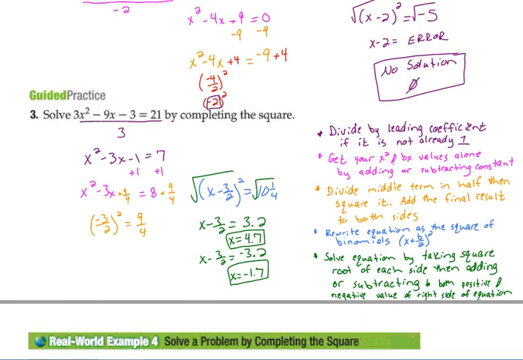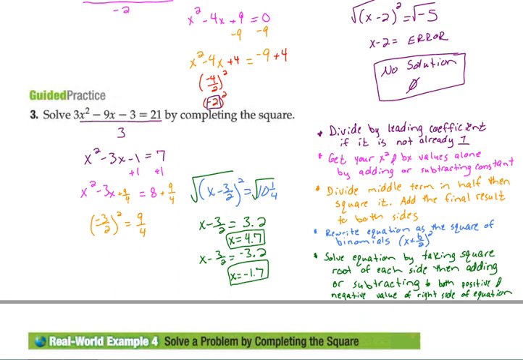Okay, here it is with all of the many different steps in order to solve by completing the square. Divide by that leading coefficient if it is not already 1, which we had to. Get your x squared and bx values alone by adding that space. Then divide that middle term in half and square it. Add that to each side.